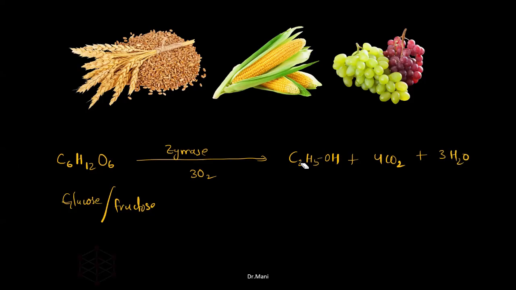So C2H5OH, C2 means eth, and OH, alcohol. So we call this ethanol, carbon dioxide and water. Here the carbon dioxide gas will be liberated. So just remember, this is how we prepare it from grains. The grains contain glucose and fructose. This glucose and fructose in presence of zymase enzyme and oxygen will convert into ethanol, carbon dioxide and water. Okay. So that's how ethanol is prepared.